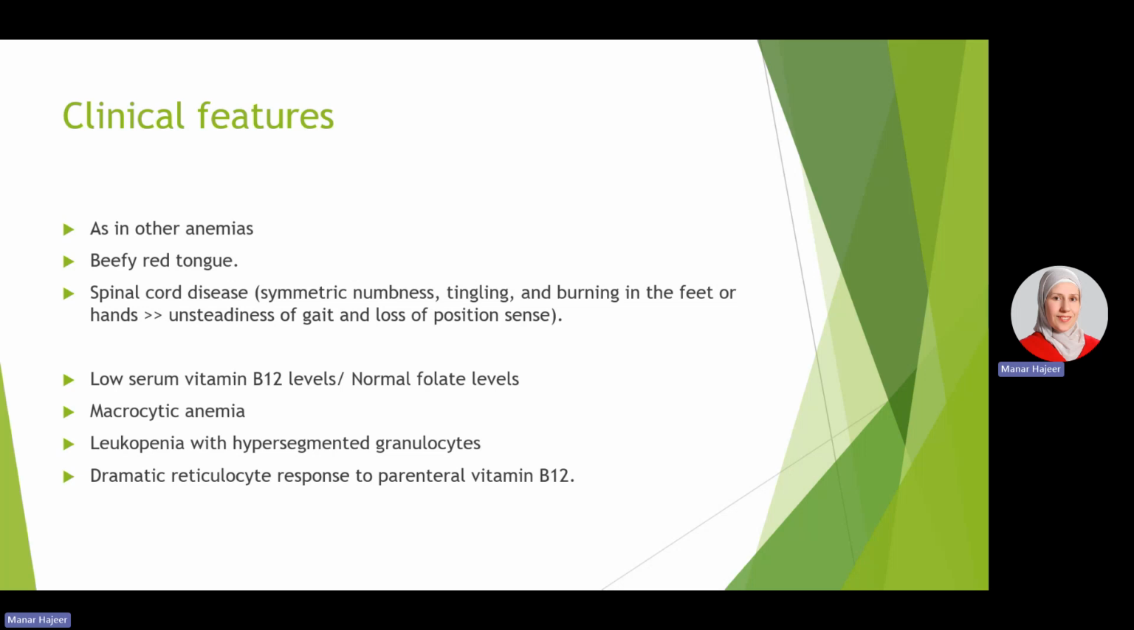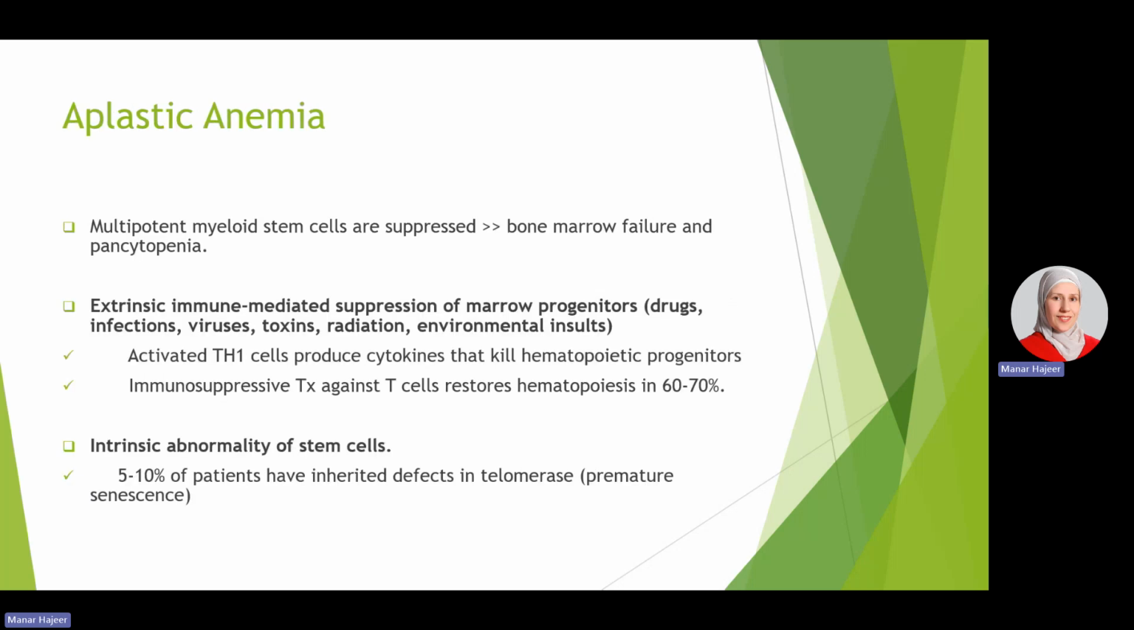There is a dramatic reticulocyte response to parenteral vitamin B12 if it is given intramuscularly. These patients are treated with intramuscular vitamin B12 because it will give a rapid response in the bone marrow, and the reticulocyte count will increase, meaning that the bone marrow is making red blood cells again.